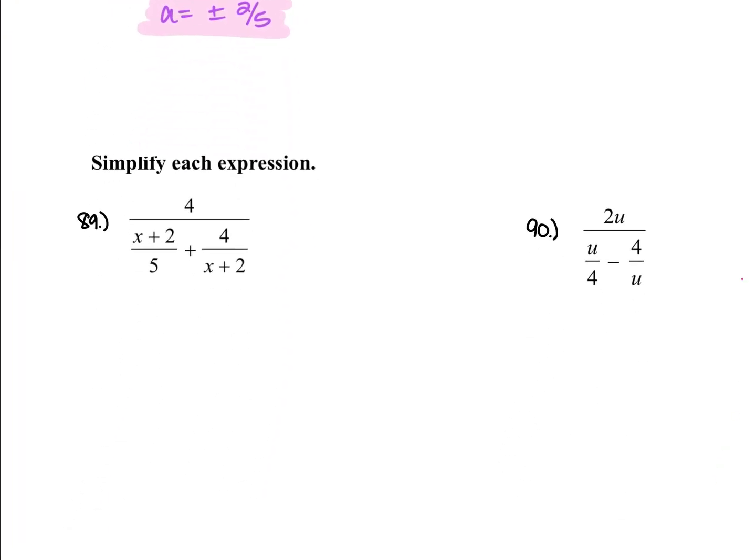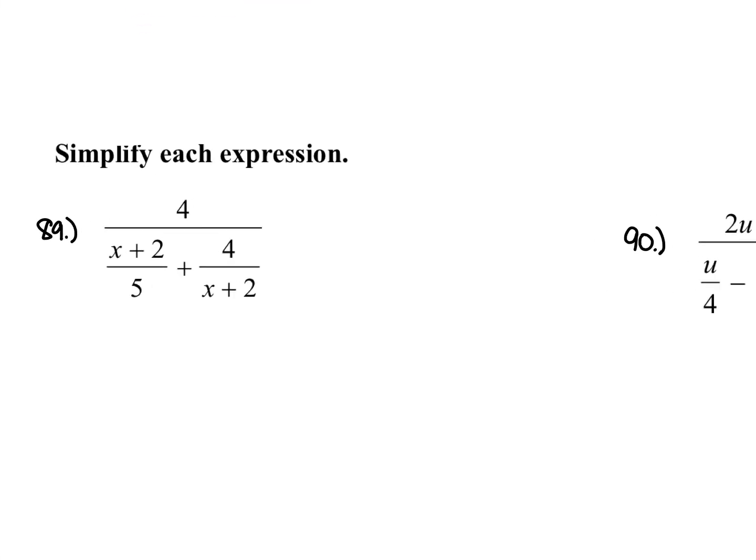For 89, you're simplifying these expressions. Remember, your fractions mean division. So for 89, you have 4 over x plus 2 over 5 plus 4 over x plus 2. This is the same exact thing as saying 4 divided by x plus 2 over 5 plus 4 over x plus 2. You need a least common denominator in order to add those two fractions. Your least common denominator is going to be the 5 times x plus 2. So the first fraction we multiply x plus 2, second we multiply by 5.